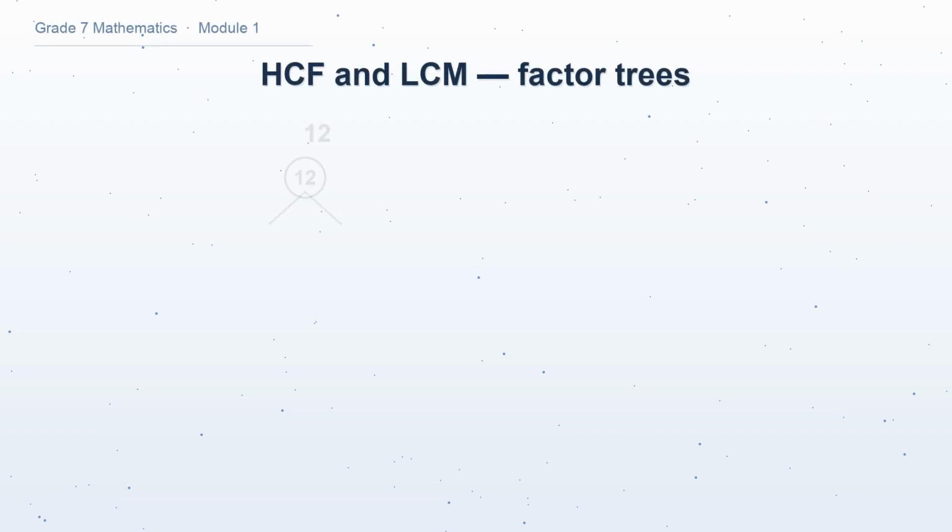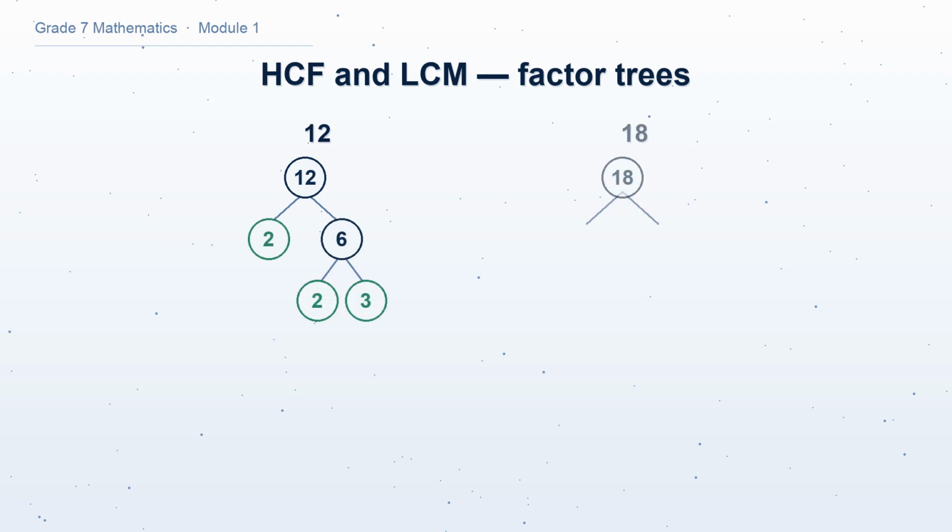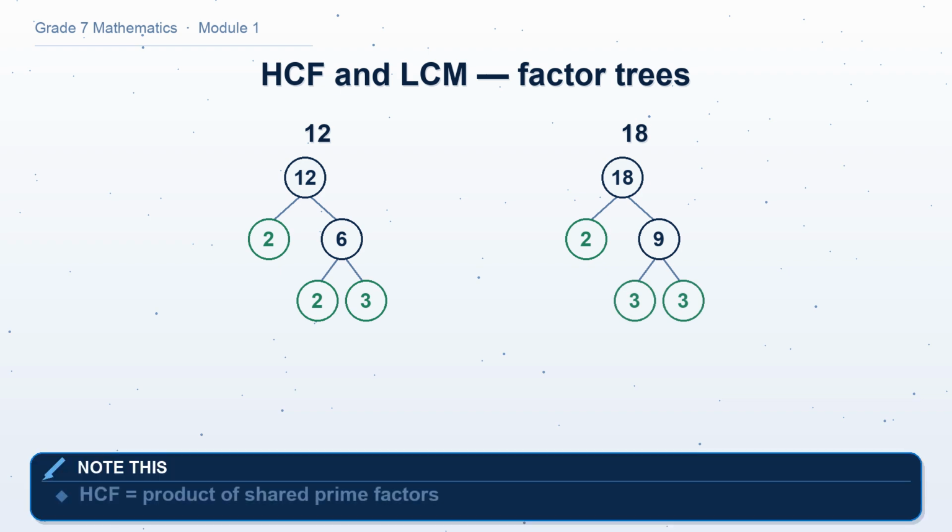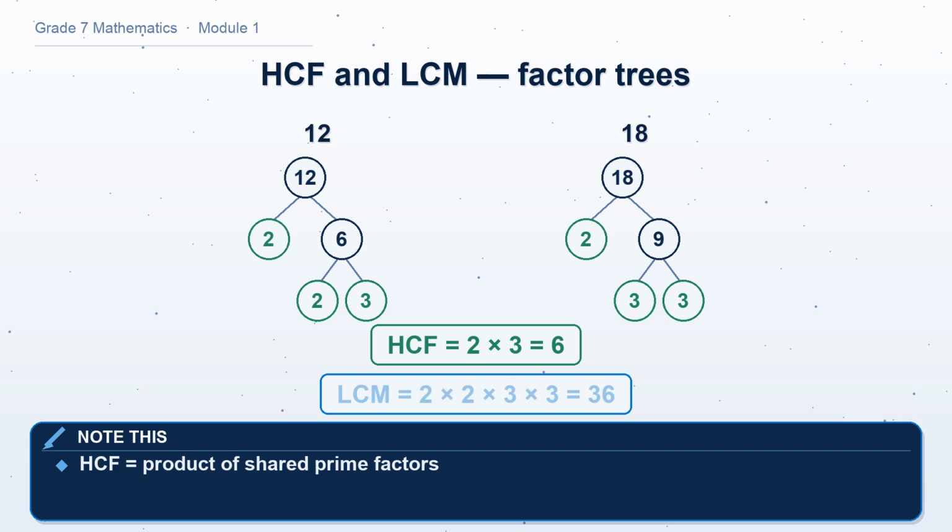Factors and multiples lead us to two powerful tools, the highest common factor and the lowest common multiple. We begin by breaking each number into its prime factors. 12 breaks down into 2, 2, and 3. 18 breaks down into 2, 3, and 3. The highest common factor is the product of the primes they share, 2 times 3, which is 6. The lowest common multiple uses each prime the greatest number of times it appears, giving 36.